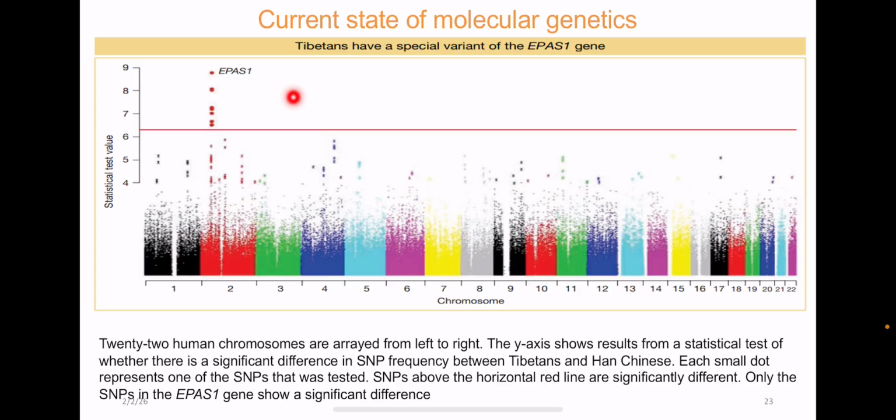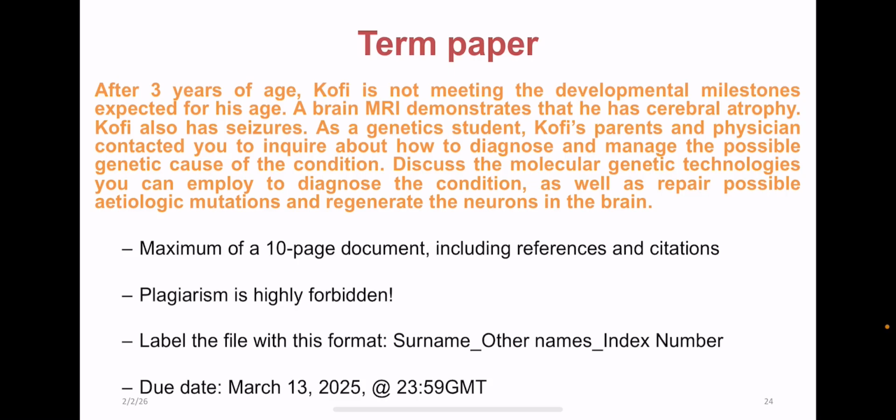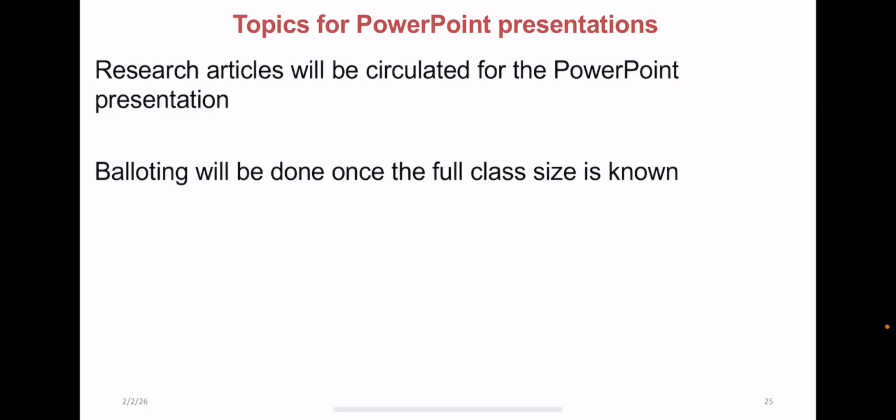This particular diagram is just some researchers trying to compare Tibetans and Han Chinese. So from this diagram you can see they tested millions of SNPs across 22 human autosomes. So 1, 2, 3, and so on to 22. So you can ask which SNPs differ significantly between the two populations, but we are not really going to focus on this. This is just to show the difference between some populations. I'm not going to waste time on this.